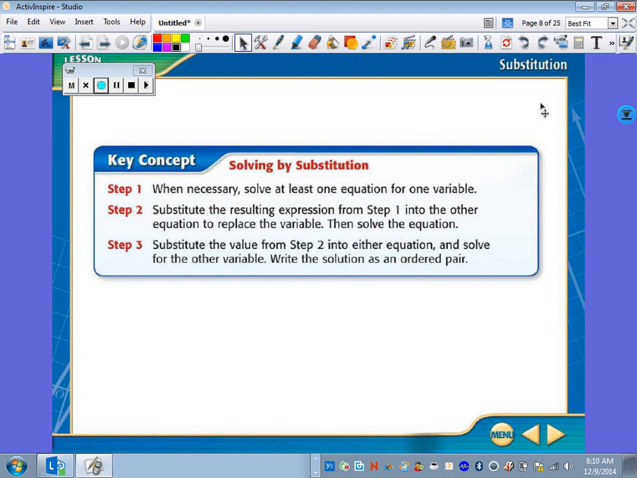So what you see here, solving by substitution, basically what you try to do, if it's not already done, is get one of the variables by itself. And then you take that one and substitute it into the other one. That's what they're telling you. And then you solve it, and then you plug the answer back in to get the other answer, and you have to write it as an ordered pair. You're going to see me do that here. So just a heads up, we're going to go ahead and get started.